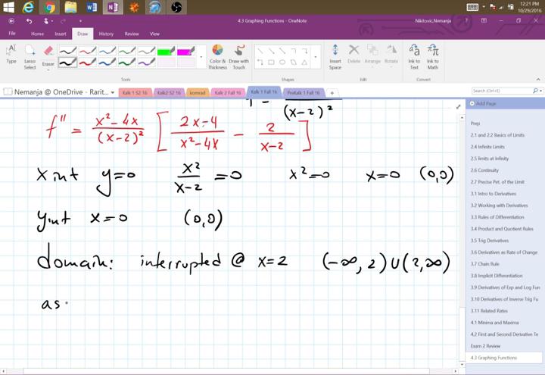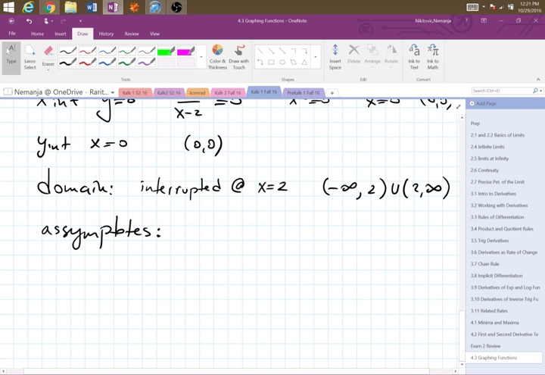Asymptotes. So asymptotes, we know we have horizontal, vertical, and slant. So for vertical asymptote, we set the denominator equal to 0, and we get x equals 2, so the vertical asymptote is at 2. Horizontal asymptote, where? Anyone? Horizontal asymptote?